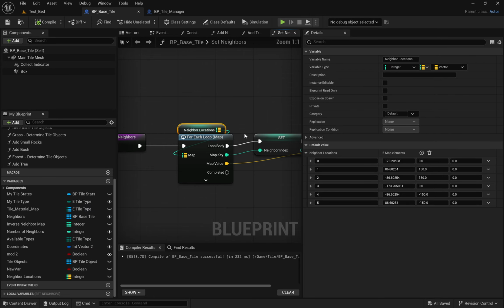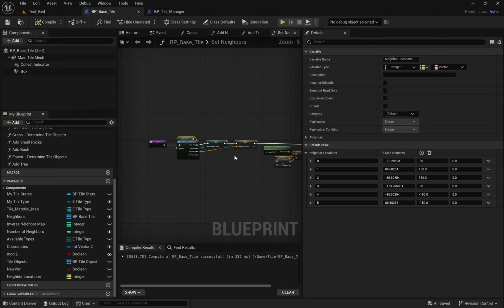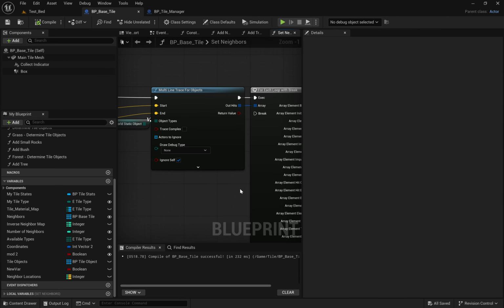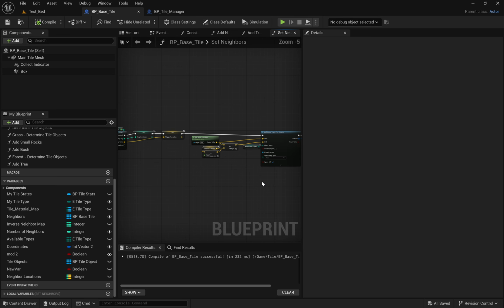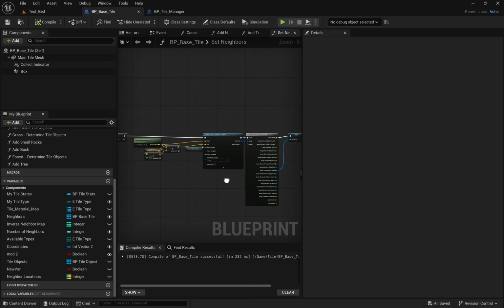Why it was doing that, I don't know. I do not know why it was doing that. There were also some collision issues, because of the way that I'm detecting the neighbors of the tiles.